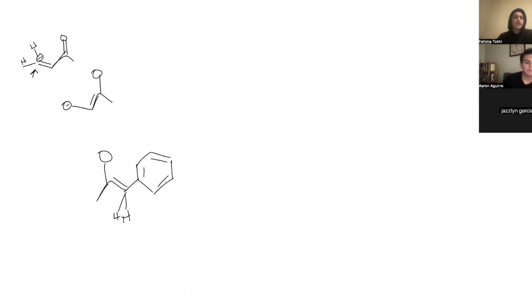Okay, that makes sense. Basically, the rule for resonance, like moving electrons around, is that if there is a one space gap in between, they can move. Like for this one, add another electron pair.